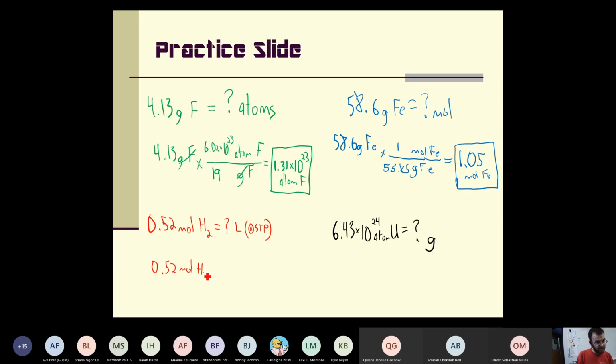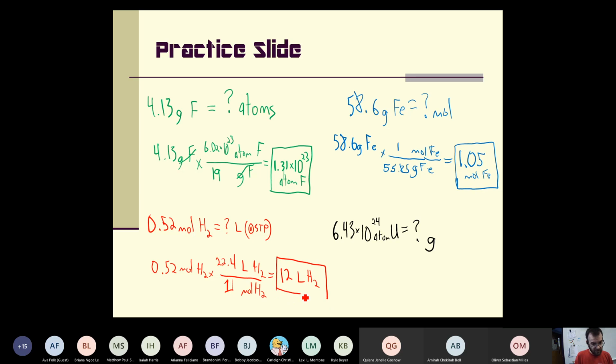0.52 moles of H2 times line, moles of H2 to the bottom, liters of H2 to the top. Mole always gets 1. Since it's at STP, liters is 22.4, which means I take my 0.52 times 22.4, and I get my answer in 2 sig digs of 12 liters of H2.